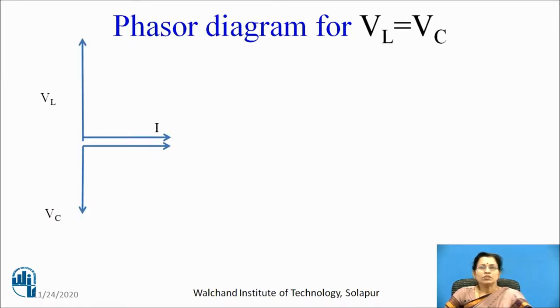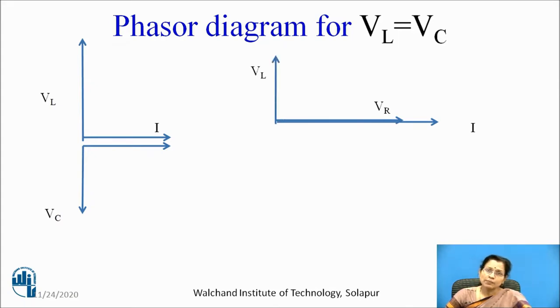We are going to discuss the condition VL equal to VC. This is the basic phasor diagram. First you draw the current phasor. VR is in phase with the current, VL leads the current by 90 degrees, and VC lags the current by 90 degrees. Now if we calculate the resultant voltage, first add VL and VC. But here VL and VC are equal and opposite to each other, so the resultant of that is zero.